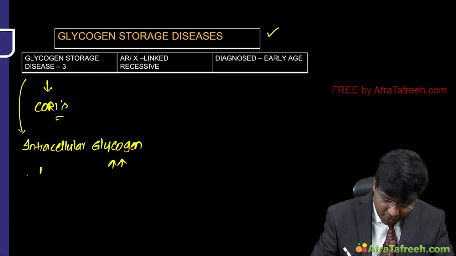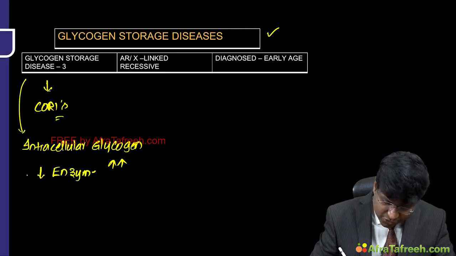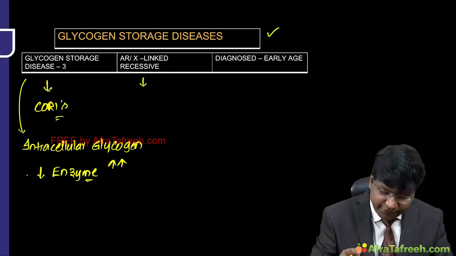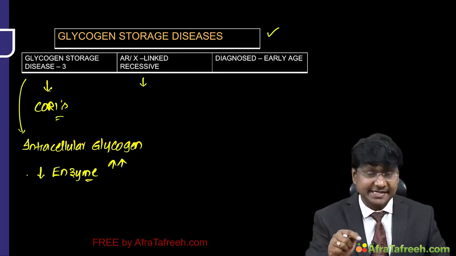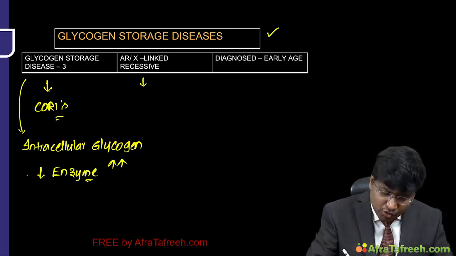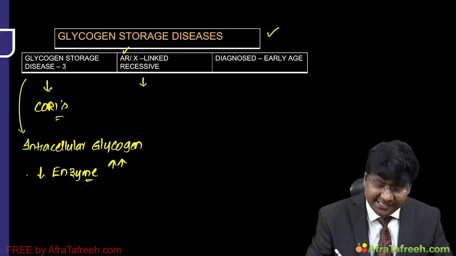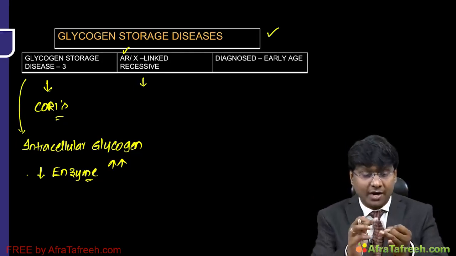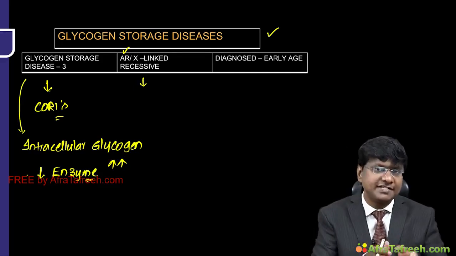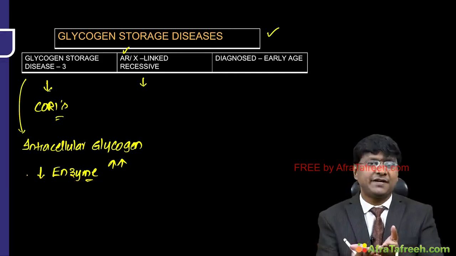Now, why does this occur? This also occurs because of a defective enzyme. The type of inheritance in glycogen storage disease 3, which occurs due to enzyme deficiency, is either autosomal recessive or X-linked. Because of this, the enzyme defect is there, because of which there is intracellular glycogen accumulation. Now, what are the organs affected here?